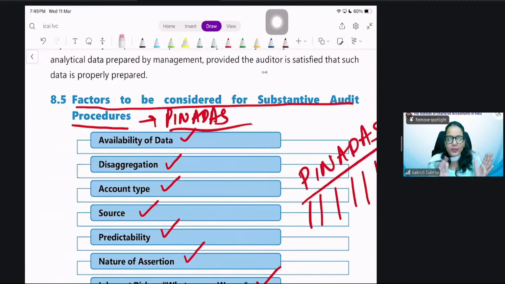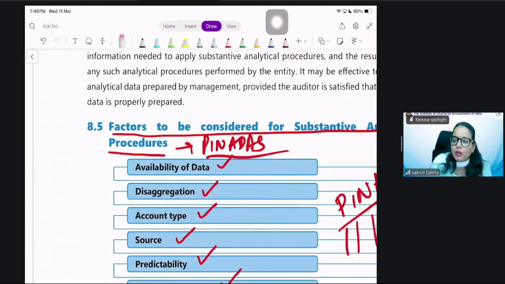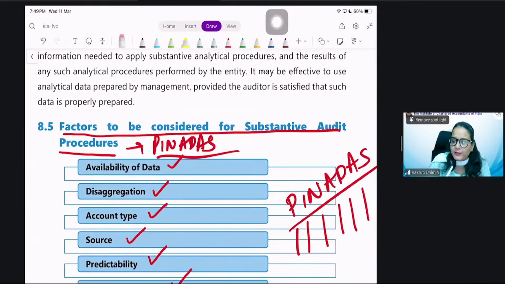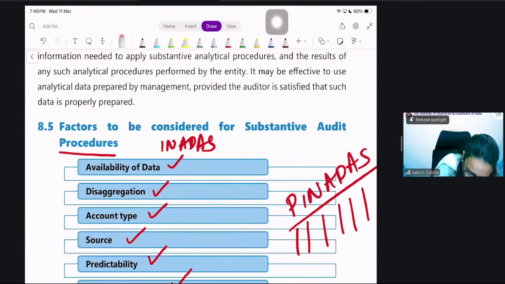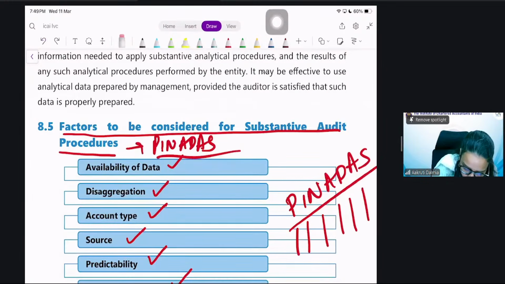A little heavy. I'll revise it quickly for you. Factors to be considered: these things you have to keep in mind when you're using substantive analytical procedures. PINADAs. You have to see whether the information on which you want to apply substantive analytical procedure is predictable. What kind of risk does it have? If it has very, very high inherent risk, you have to find more concrete evidence.